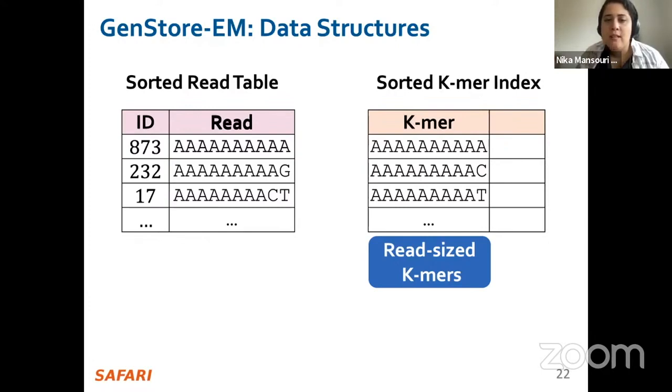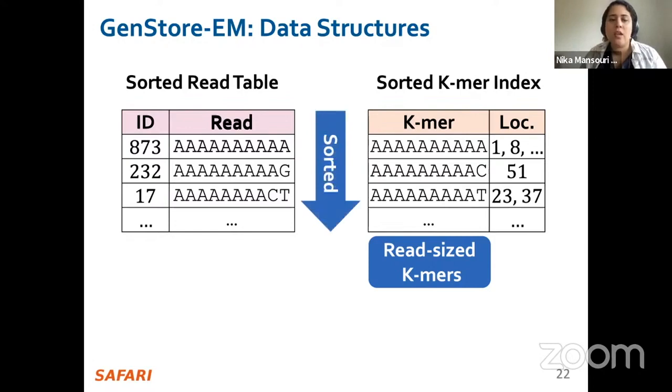So that has a sorted k-mer index, which contains all unique read-size k-mers of the reference genome, along with each k-mer's corresponding location in the reference. That is, again, similar to the past. The difference is only the k-mer size, and also each data structure is sorted by read and k-mer in alphabetical order.